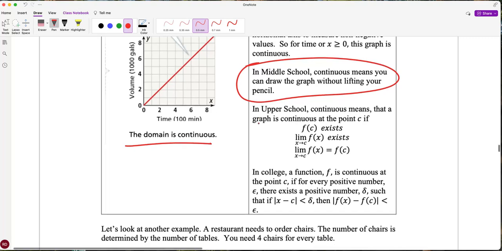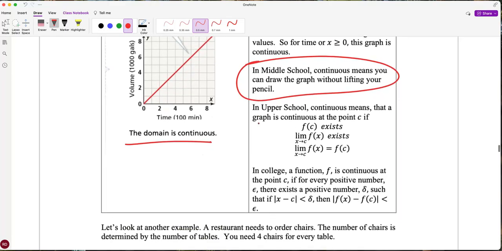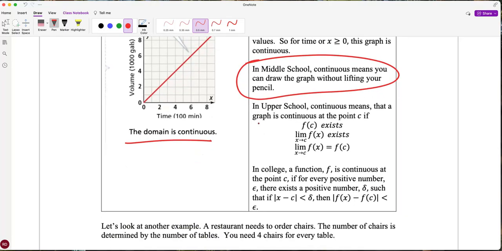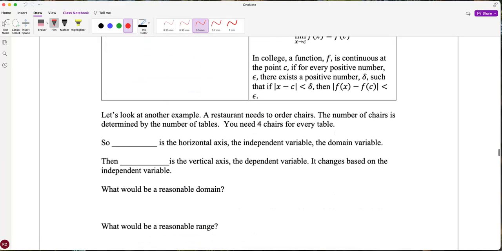Then you get to college, and here it is. A function is continuous at a point c if for every positive number epsilon, there is a positive number delta, such that if the absolute value of x minus c is less than delta, then the absolute value of f of x minus f of c is less than epsilon. So it just lets you know that we're doing math now, but math has to grow with you as you mature. So anyway, that's free. You're not going to be tested over that.